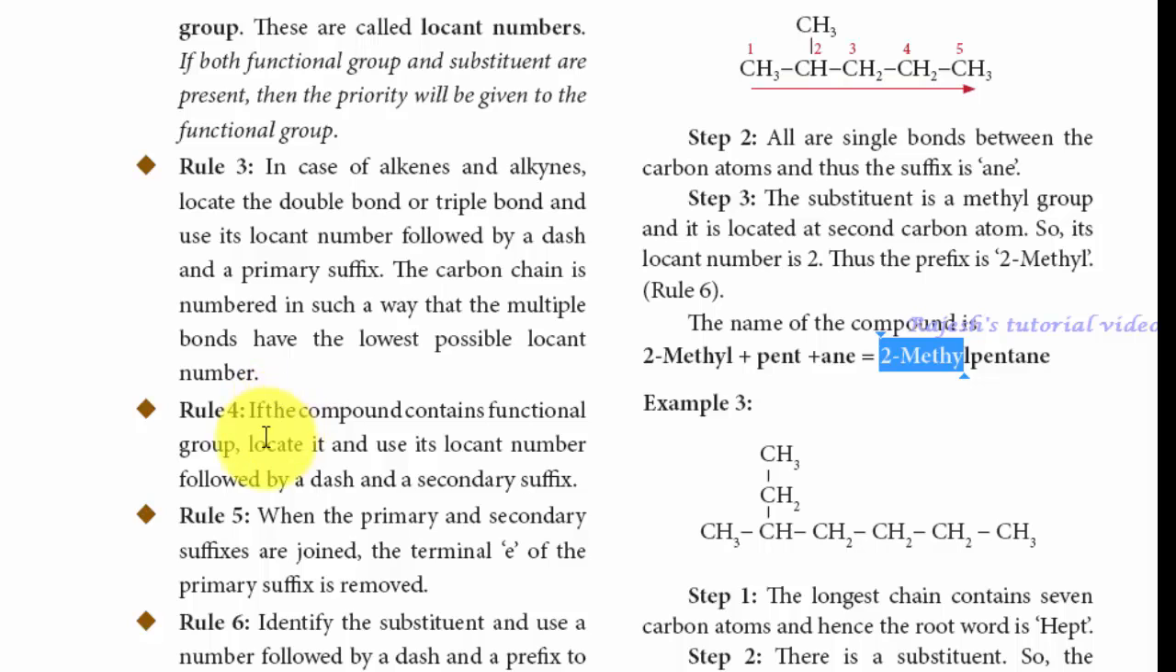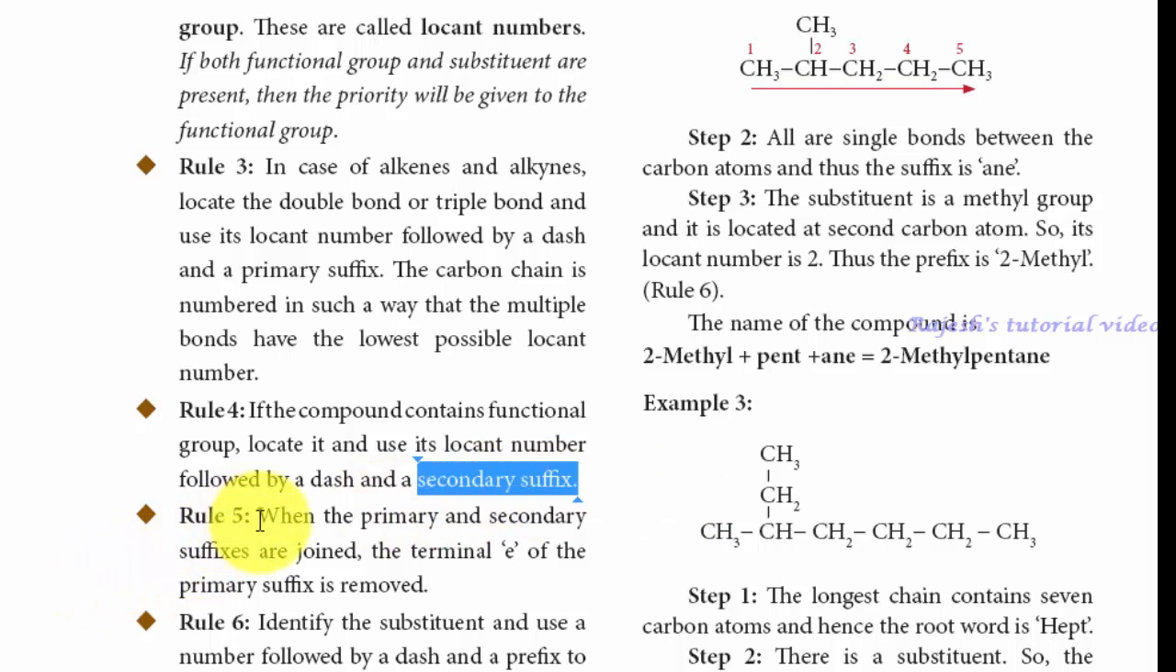Next rule is, if the carbon compound contains a functional group, first locate it, give its locant number, put a small dash and then write the secondary suffix, that is whether it is an alcohol or aldehyde, then -ol or -al and so on.